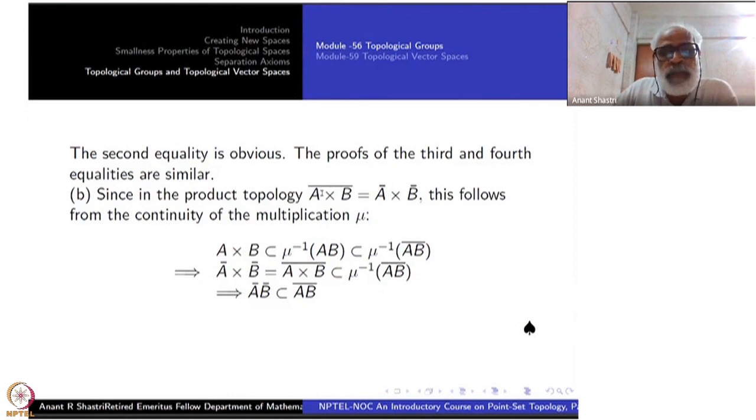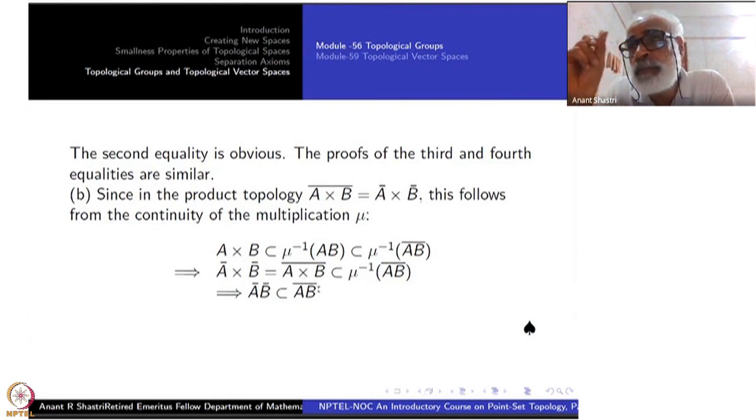But A cross B bar is A bar cross B bar. So A bar cross B bar is contained inside mu inverse of AB bar, because this is a closed subset containing A cross B. Okay. So mu of this will be contained inside AB bar. Now apply mu on both sides. This will be A bar B bar, and that is contained in AB bar. So don't make the mistake of thinking that AB bar is contained inside A bar B bar. First thing you should observe is that A bar is closed, B bar is closed, but A bar B bar may not be closed.